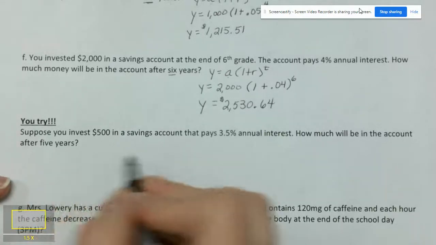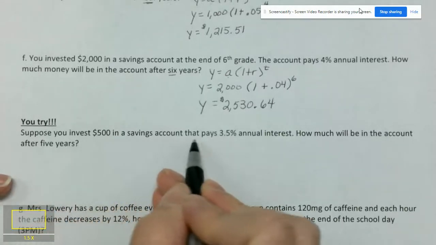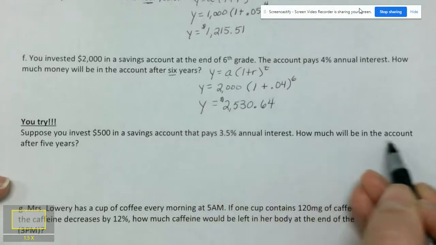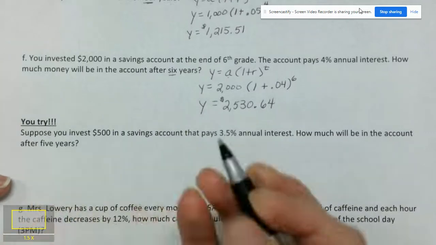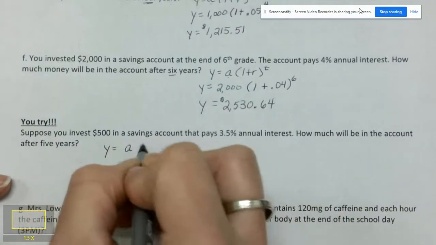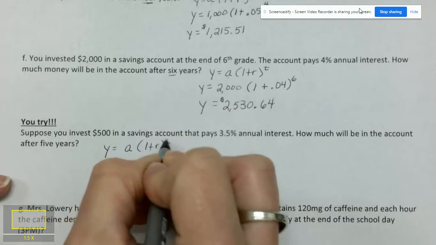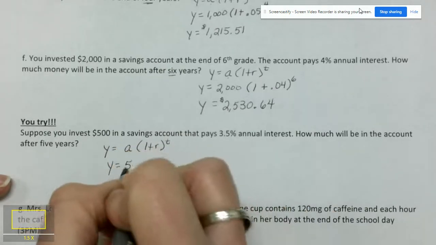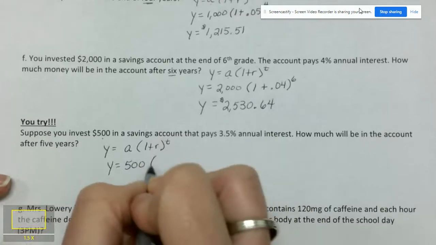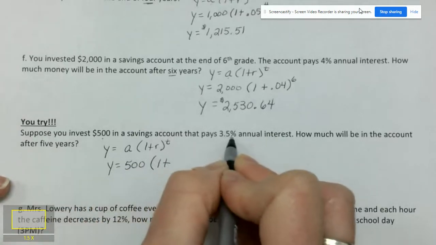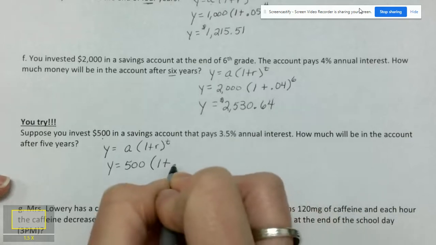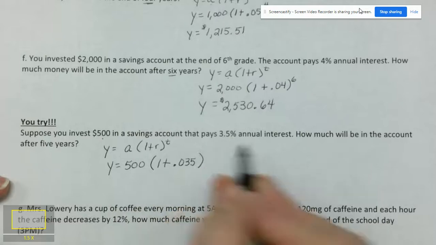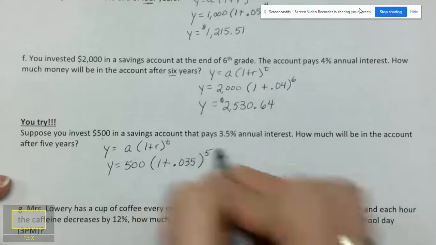Okay, so hopefully you've worked this. We invest $500 in a savings account that pays 3.5% annual interest. How much will be in the account after 5 years? So we're still going to use y equals a times 1 plus r to the t. Okay, so y is what I'm looking for. A is $500. That's my initial investment. 1 plus my rate is 3.5, so hopefully you realize that that's 0.035. And my t, time, is after 5 years.